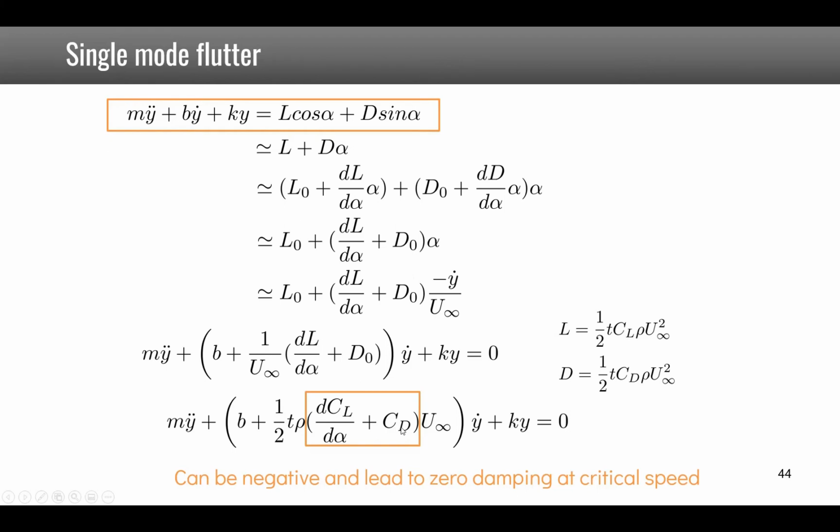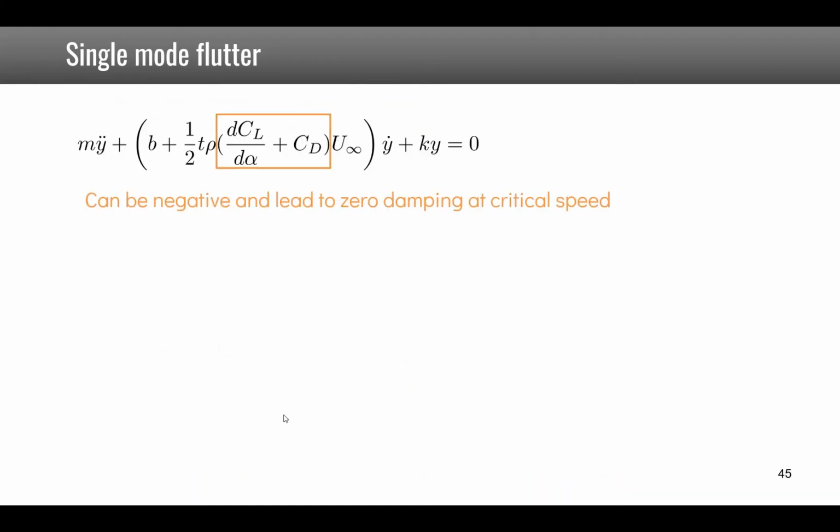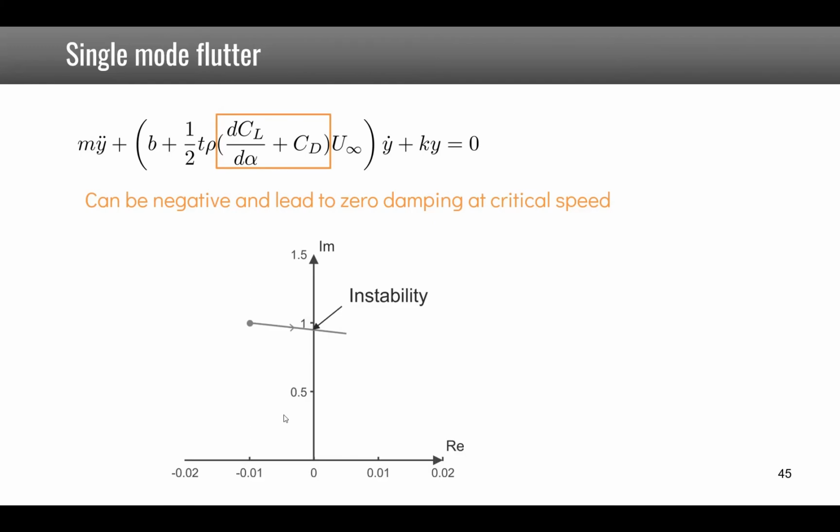Now, for certain profiles, this term can be negative, which leads to the fact that when u, the velocity of the flow, increases, the damping can become zero and even negative. So this is the phenomenon of single mode flutter, and graphically in the complex plane, it means that the pole, the natural frequency of the system, which is initially stable, will gradually drift to the right due to the increase of the flow velocity and lead to some instability.